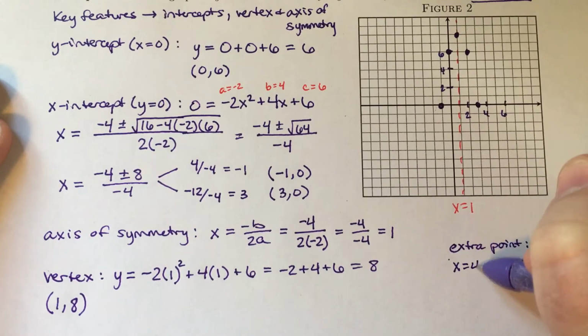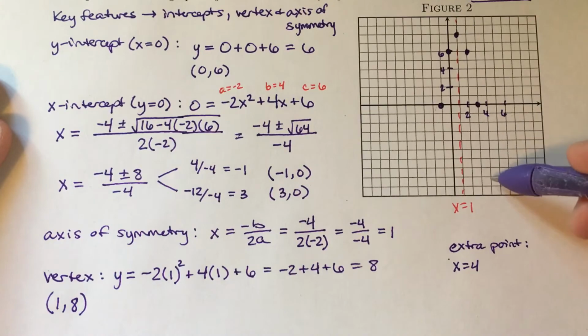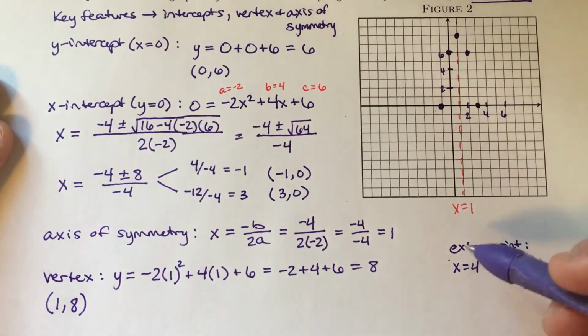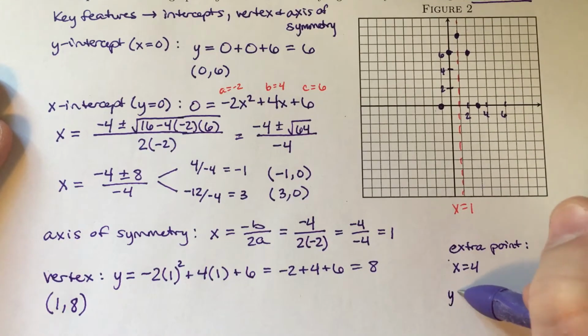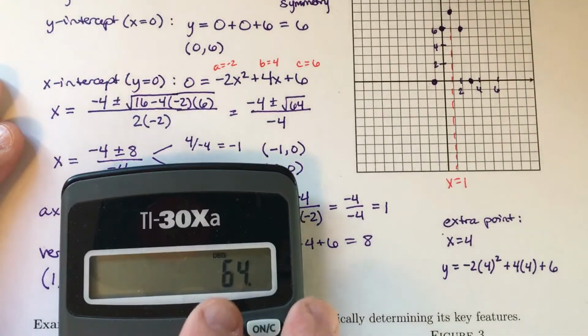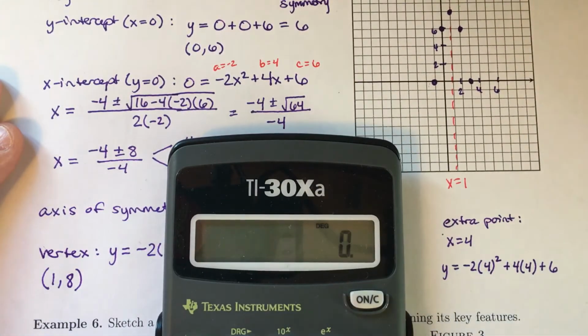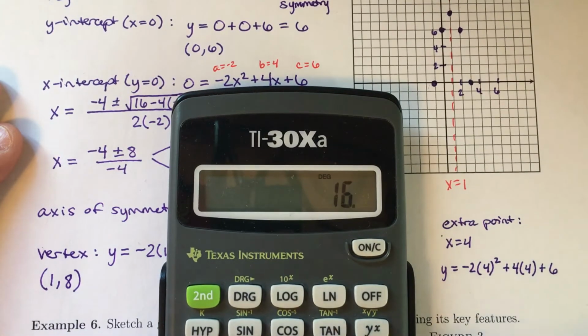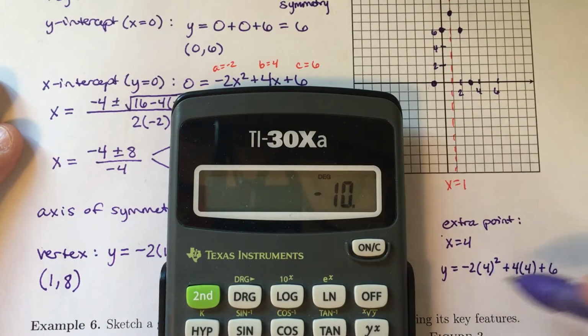I'm just going to plug in x equals 4, so that way I know how far down this goes. We don't have anything drawn down here. We want a point. I would just plug it into the original formula. Negative 2 times 4 squared plus 4 times 4 plus 6. And we just type that in the calculator, clearing the other one. Negative 2 times 4 squared plus 4 times 4 plus 6 equals, and I get negative 10.